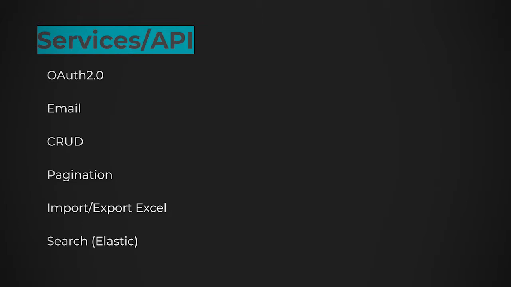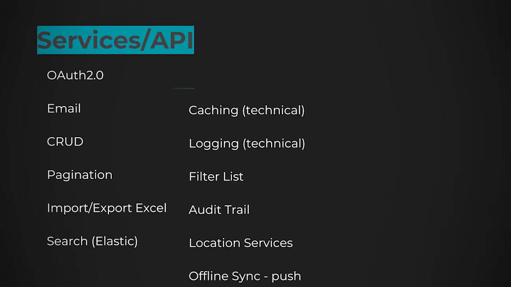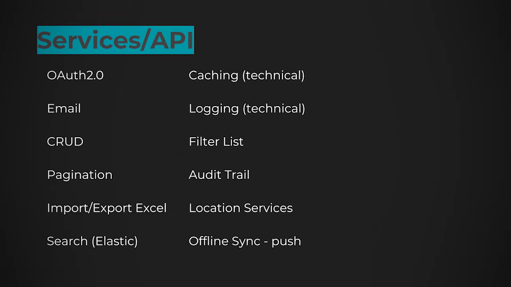Pagination becomes a component. Import and export of Excel for data maintenance, this is very important, so that becomes a component. Your search along with Elasticsearch as a component will be important here. Some technical components like caching and logging is what we've added as well. Filtering of data will also become a component. Audit trail is an important one as well, so that becomes a component. Your location services becomes a component.